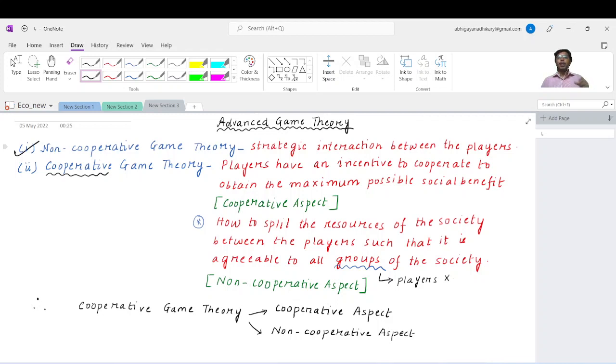It might be possible that in a society of n players, maybe 3 players or 4 players, some form groups of 2 and cooperate. So that is why this term groups. I'll just go into details of why I'm writing groups over here.